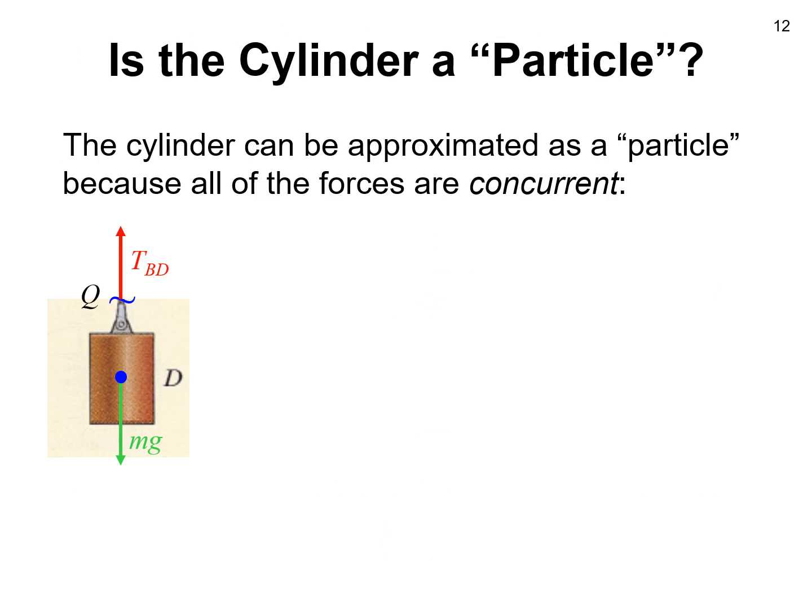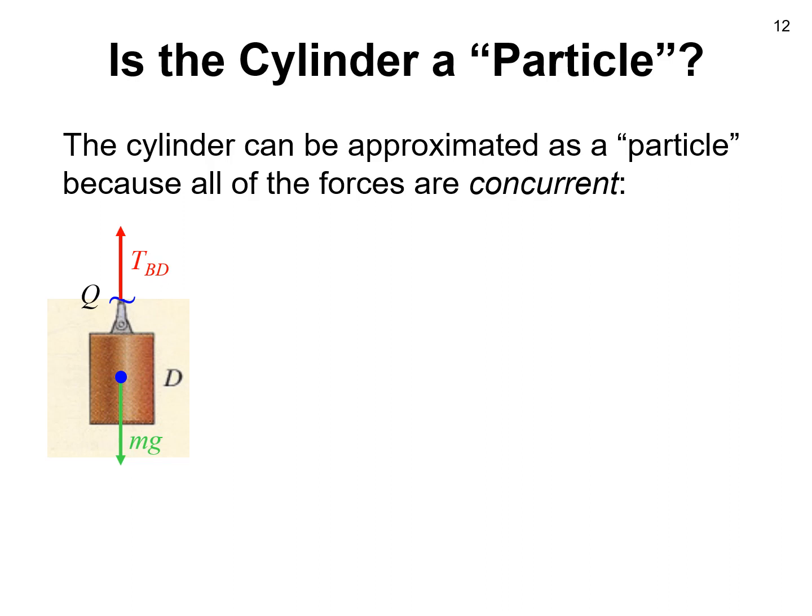You might have seen in the textbook the phrase particle. And the particle is meant to be a model of a system where the dimensions are not important and all of the forces are concurrent, which means they pass through the same point. So here, our cylinder would represent a system of concurrent forces because the T and the mg both can pass through the same point. They're on the same line of action.